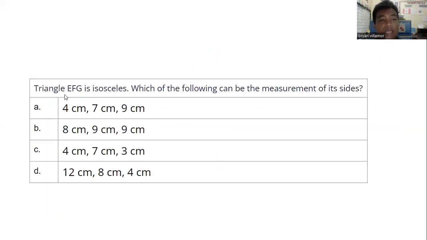Triangle EFG is isosceles. Now, which of the following can be the measures of its sides? Remember, an isosceles triangle has equal sides. Here, A and B are the same, so it is clear.